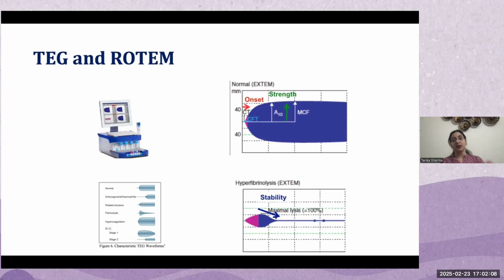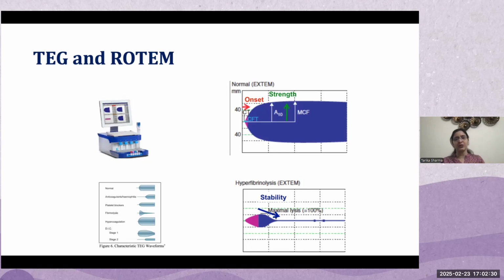So basically the principle of TEG and ROTEM is that they try to see the dynamics of the clot: the time taken for the platelets and fibrin to come together to make a clot, then the strength of that clot, and also how much time it will take for the clot to be lysed, that is, the clot lysis time.